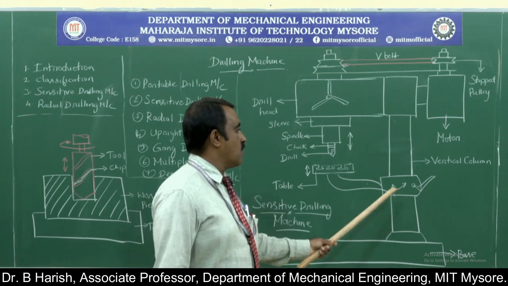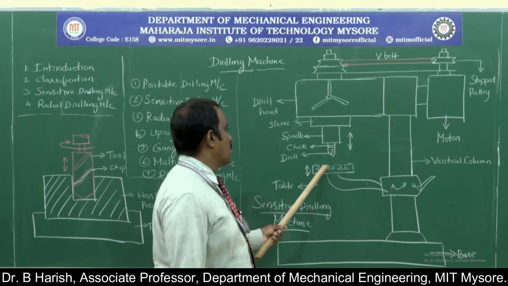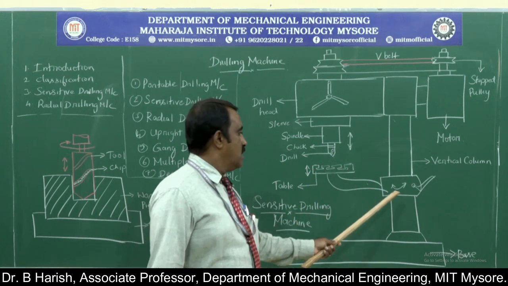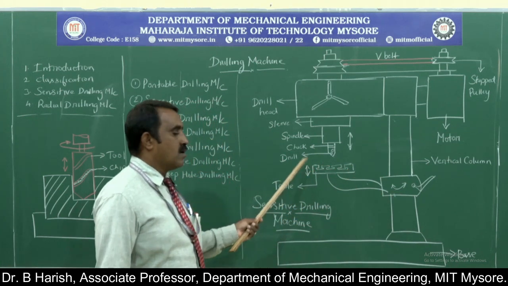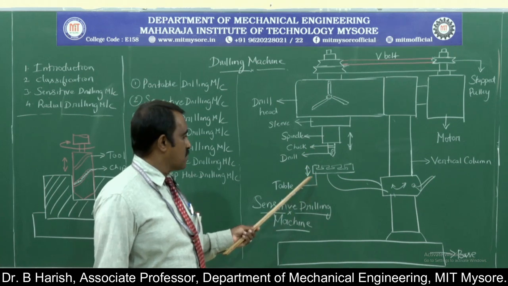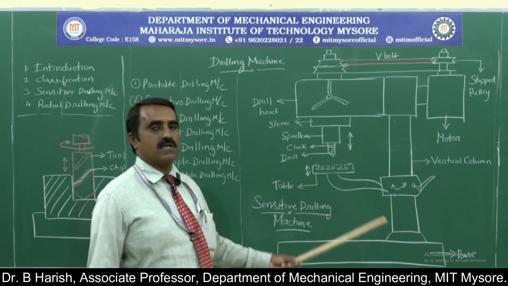To the vertical column, a table is adjustably fitted. This table can be moved to adjust for the size of the workpiece. You can see the direction. The table will have T slots.